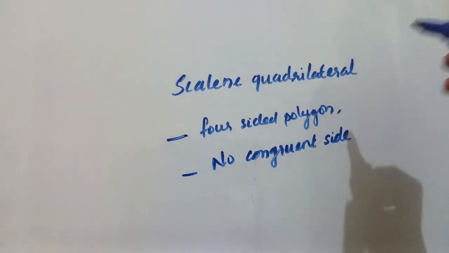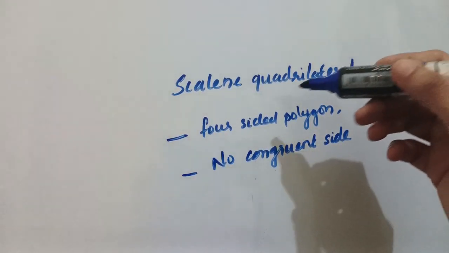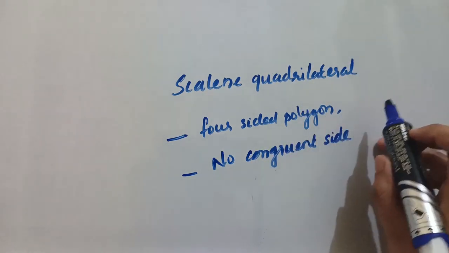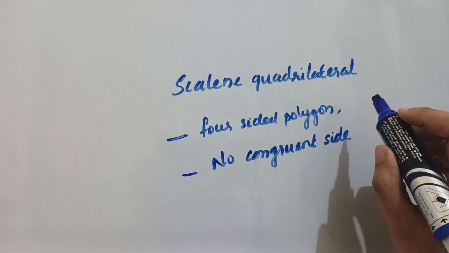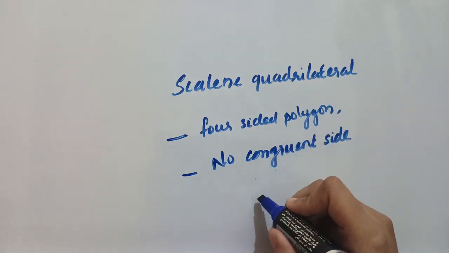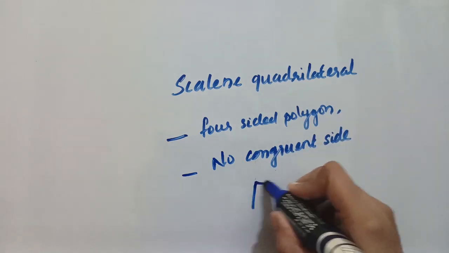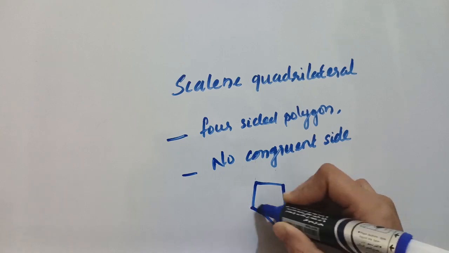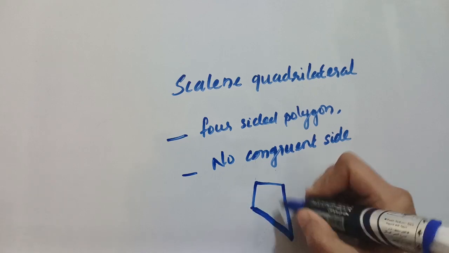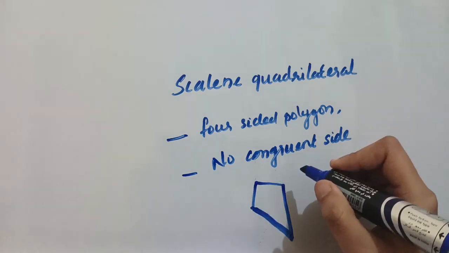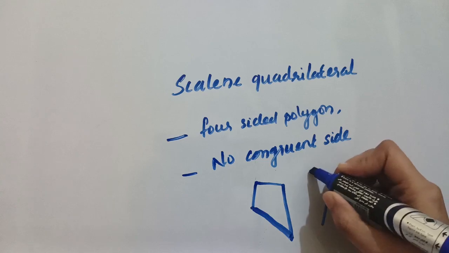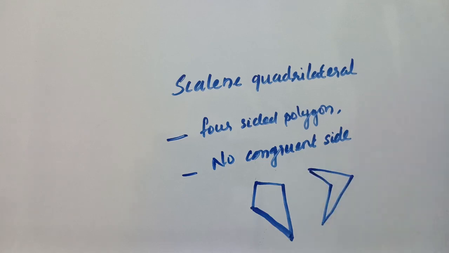Next is the scalene quadrilateral. A scalene quadrilateral is a four-sided polygon that has no congruent sides. That is, all sides are different. For example, it is a quadrilateral or polygon which has four sides but all sides are different. These are all examples of scalene quadrilaterals.